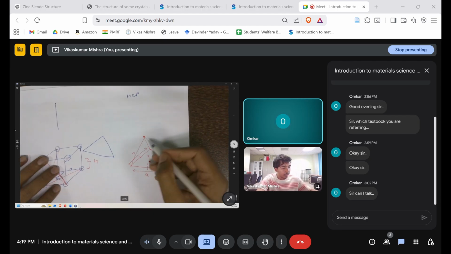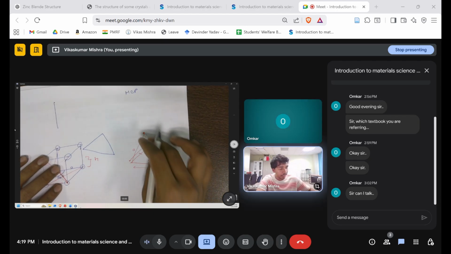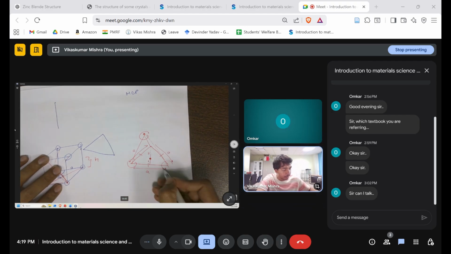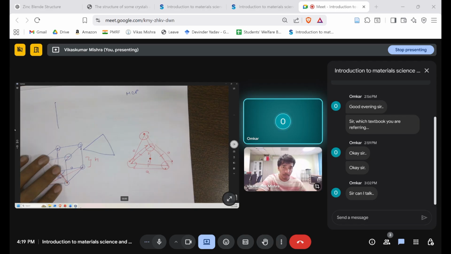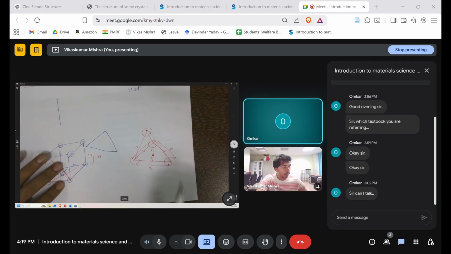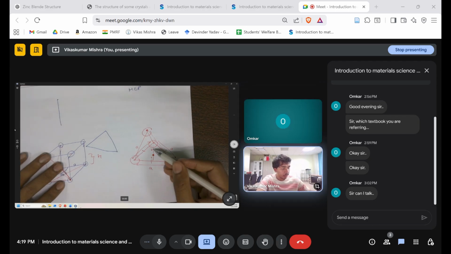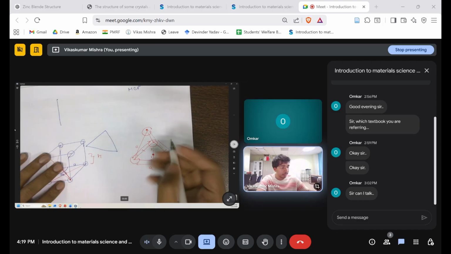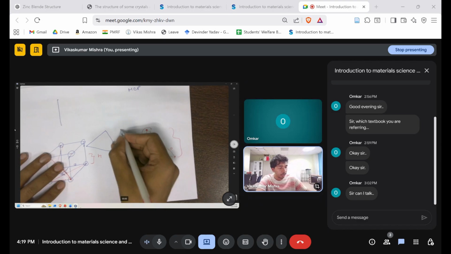So once we find the height of the tetrahedron, we want to know how many atoms are contributing in this particular tetrahedron. We know, Omkar, that the center is divided into a 2:1 part. So an atom is sitting just above this. And the center of the tetrahedron will be divided in the height ratio of 3:1.